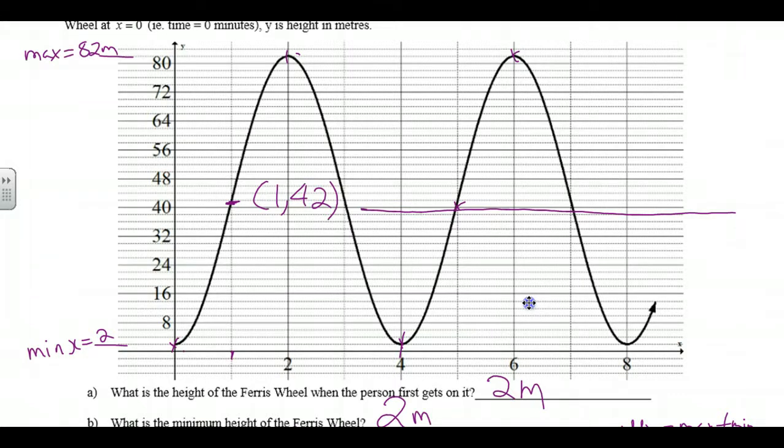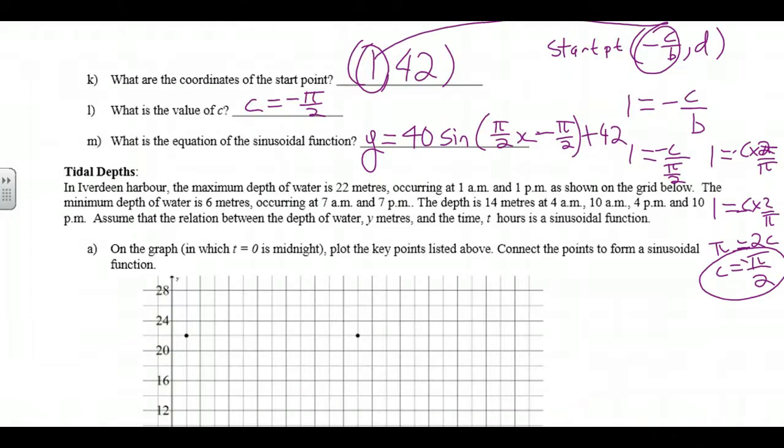So we can take a graph, calculate A and D. I do D first, so calculate D and then A. Figure out the period from the graph, use that to calculate B. Get the start point from the graph, use that to calculate C, and generate the equation.